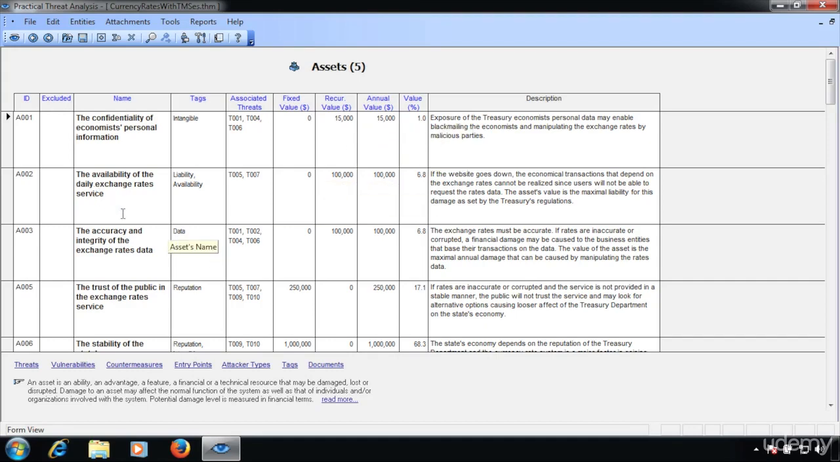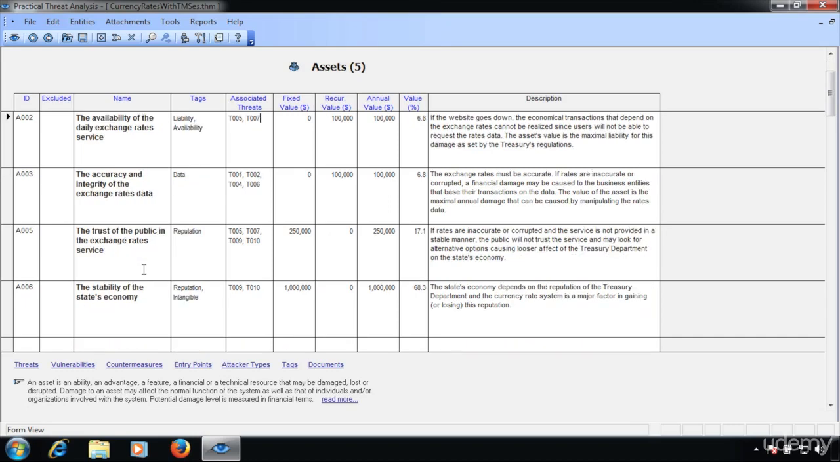Right? Now, let's say we have another asset here, the availability of the daily exchange rate service. The daily exchange rate service counts on our servers and the state's server, because the company rates are synced with the state rates. So the threats available to those assets are 5 and 7, and the recurrence and annual value is $100,000.